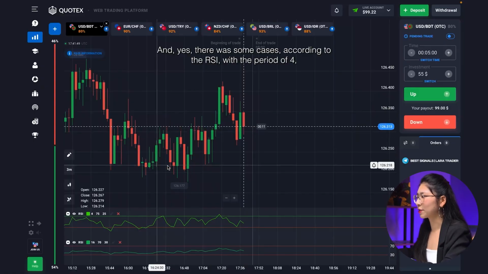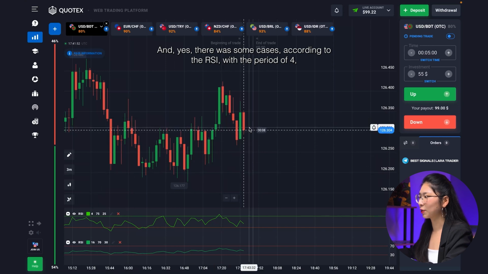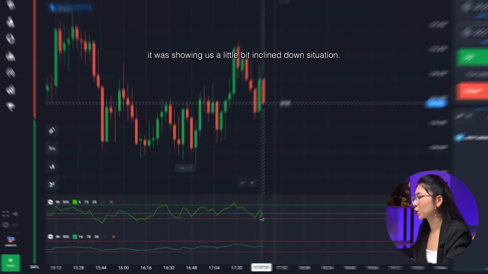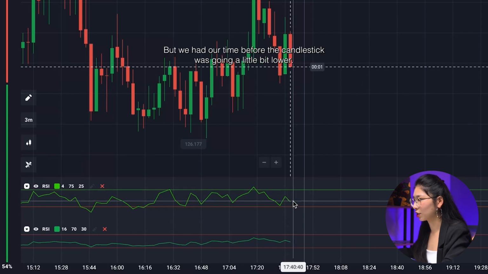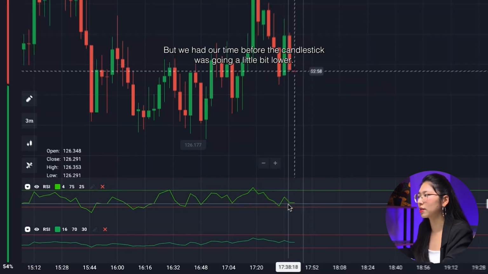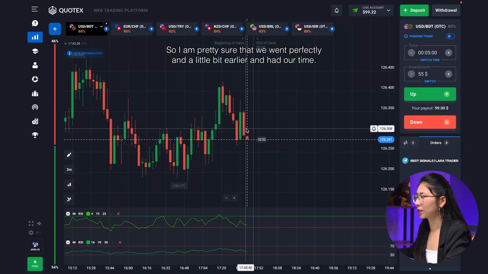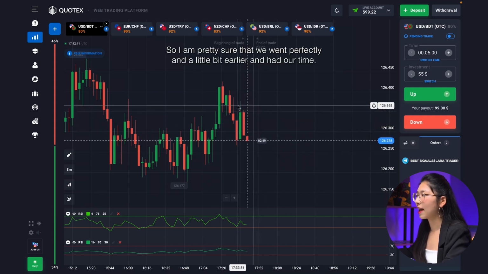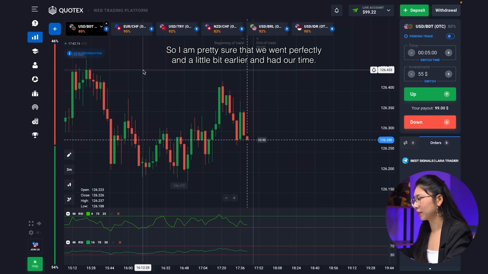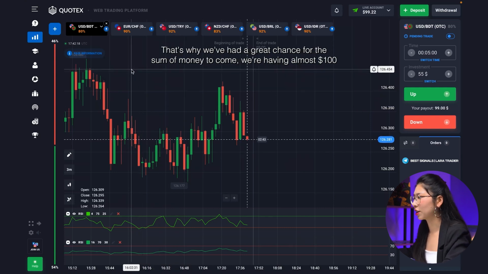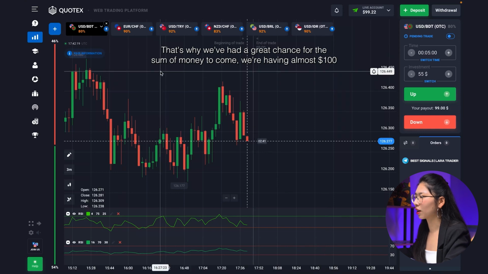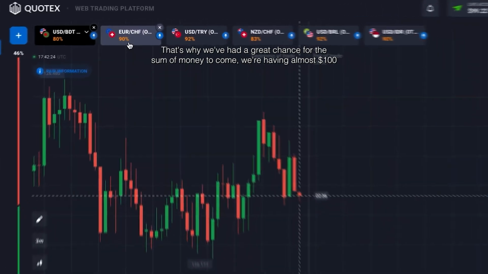And yes, guys, there were some cases according to the RSI with a period of 4. It was showing us a little bit inclined down situation, but we had our time before the candlestick went a little bit lower. So I'm pretty sure that we went perfectly and a little bit earlier and had our time. That's why we had a great chance for the sum of money to come. And we had almost $100.